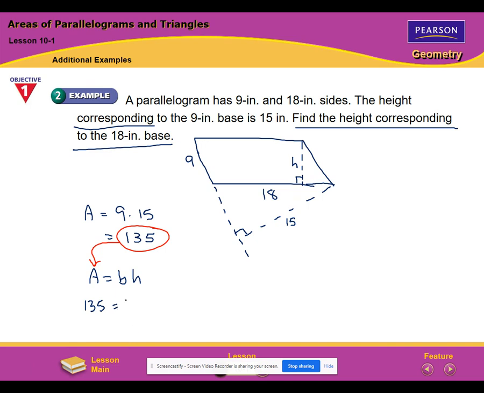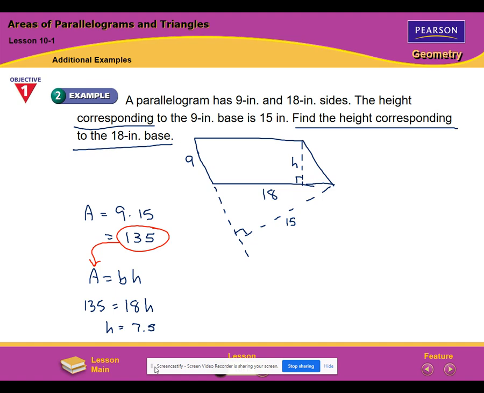And the base is 18. The height that corresponds to the 18 is the one we're trying to find. So now on your calculator, you take 135 and divide it by 18, essentially solving this simple one-step equation, and that height is 7.5. The question is, 7.5 what?